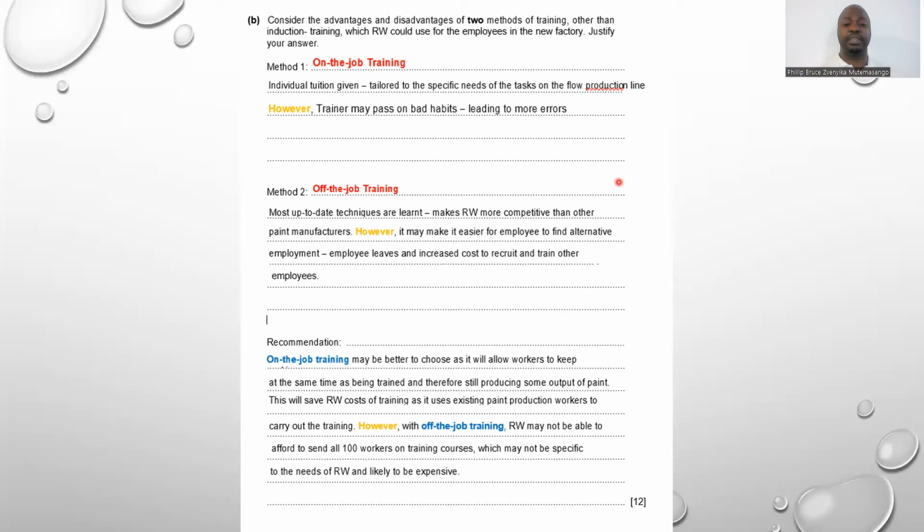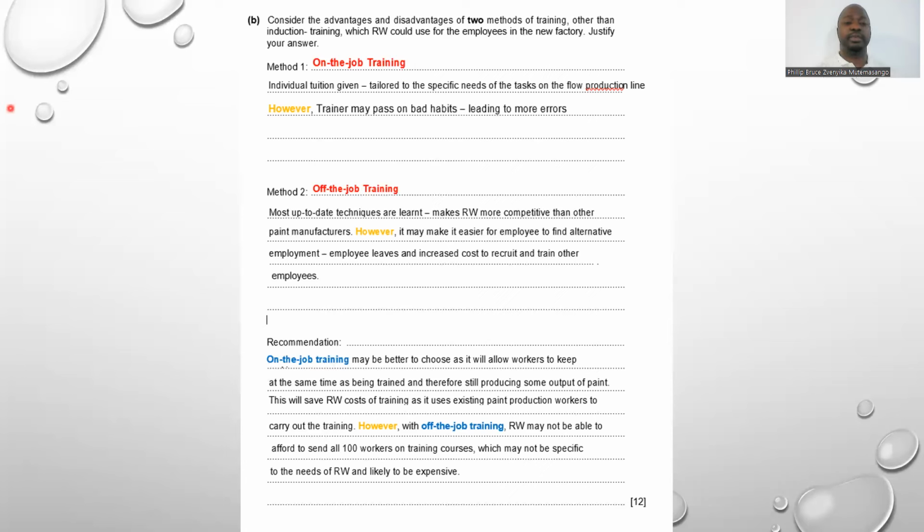And then you're supposed to give a good recommendation there. Of course, you start with the method you're in support of. You put across as well the positive and then the negatives for the job training plus your application. Then you get 4 marks.